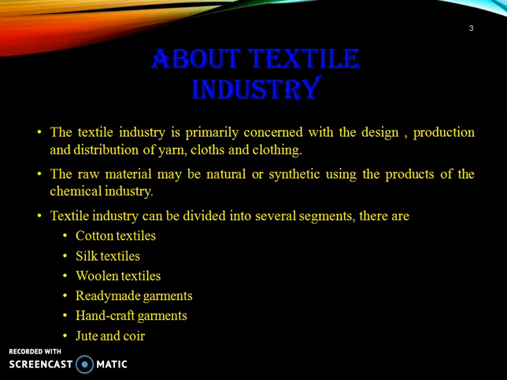About textile industry. Textile industry is primarily concerned with the design, production, and distribution of yarn, cloths, and clothing. The raw material may be natural or synthetic, using the products of the chemical industry. Textile industry can be divided into several segments. There are cotton textiles, silk textiles, woolen textiles, ready-made garments, handcraft garments, jute and coir.